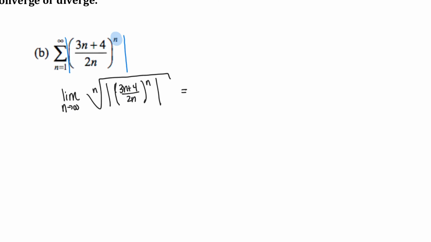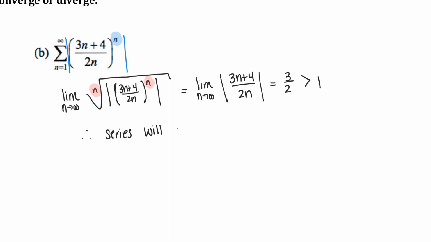You have your nth root and your nth power canceling out. And this is going to be the limit as n approaches infinity of 3n plus 4 all over 2n in absolute values. And then that limit is just going to be 3/2. And 3/2 is greater than 1. Therefore, the series will diverge by the root test.